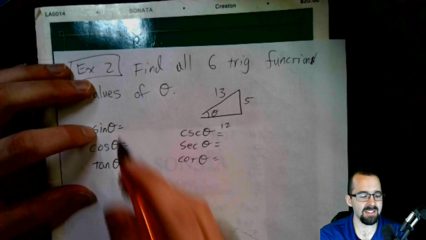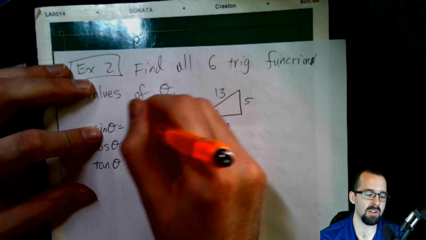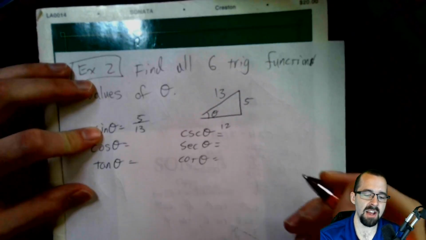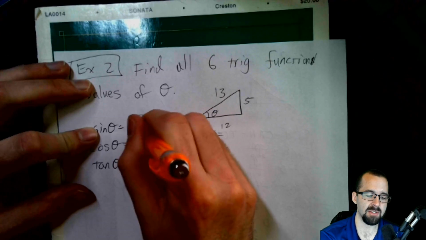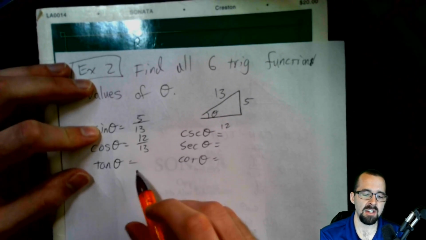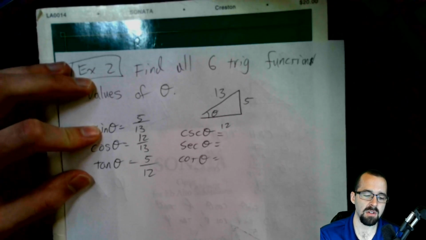So anyway, sine is the opposite over the hypotenuse. The opposite of theta is 5. Hypotenuse is 13. So 5/13. Cosine, adjacent, is 12. Hypotenuse is the same, 12/13. Tangent is opposite, which is 5, divided by adjacent, which is 12.